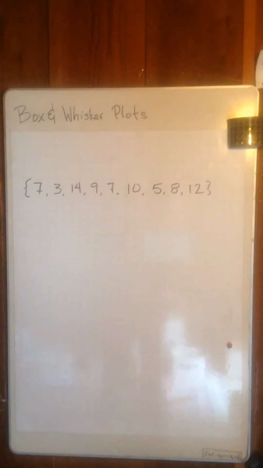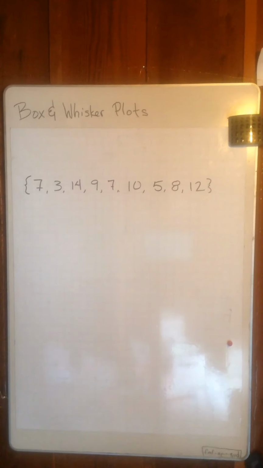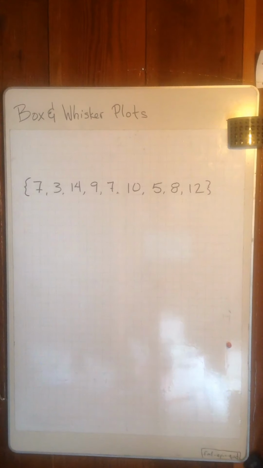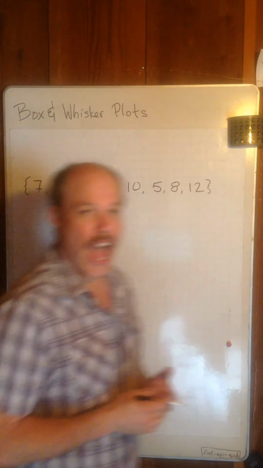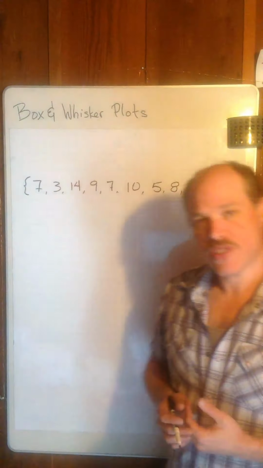My friends, today I want to talk to you about box and whisker plots. Now, those are a kind of graph that allows us to see the distribution of the data more clearly. So let's go ahead and jump in.